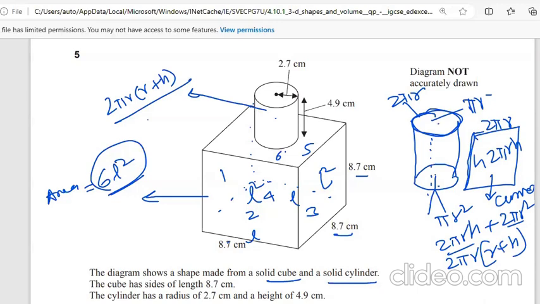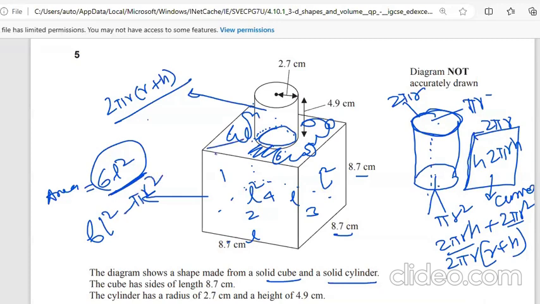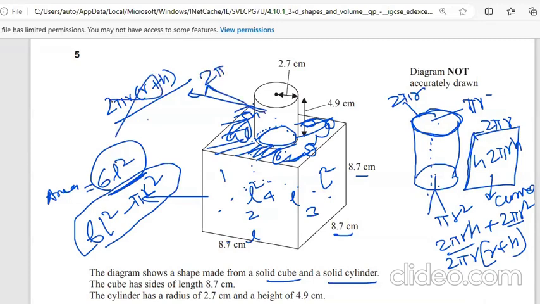But in this question, it's slightly different. You can't use this formula because you have to calculate this area first. And this area is 6L square minus this pi r square. So this area is 6L square minus pi r square. Understood? And for the curved surface area, don't use this formula. Just use the curved surface area, this 2 pi r h, and one pi r square here.